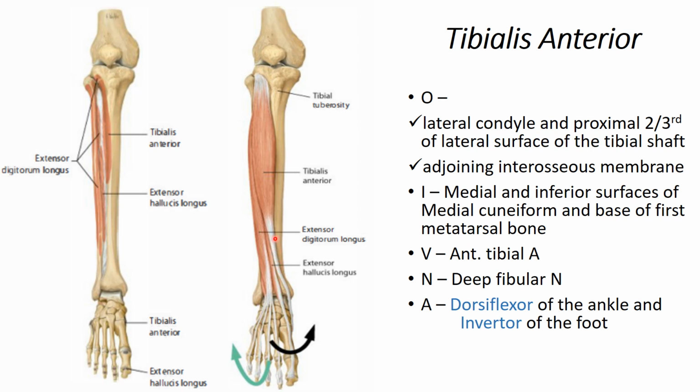The vascularity is by the anterior tibial artery, it is supplied by the deep fibular nerve, and it acts as a dorsiflexor at the ankle joint, and also being attached to the medial surface, it is an inverter of the foot. It raises the medial border upward.